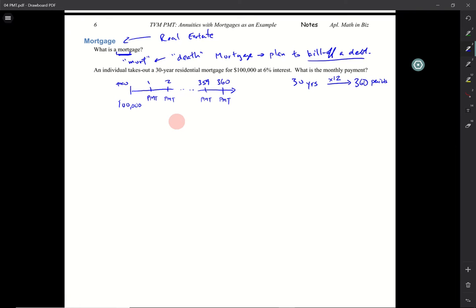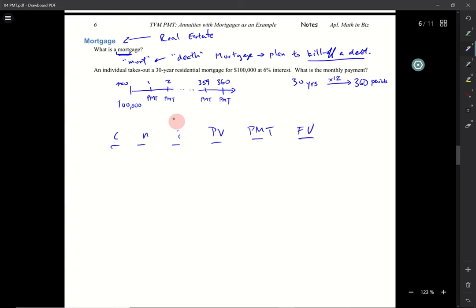It's math. We don't know what it is, so we make it a variable. We call it PMT. That's our unknown. Okay? So C, N, I, PV, PMT, and FV. We always start out with 1, and we're going for 30 years, and this is at 6%. Our PV is 100,000, and our PMT is our unknown, and this is monthly compounding.